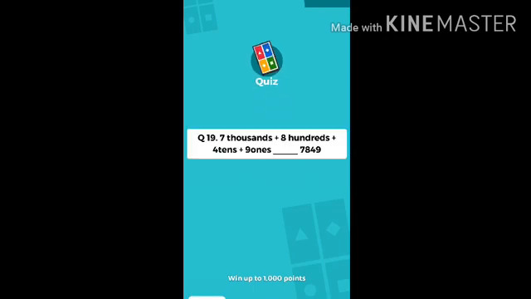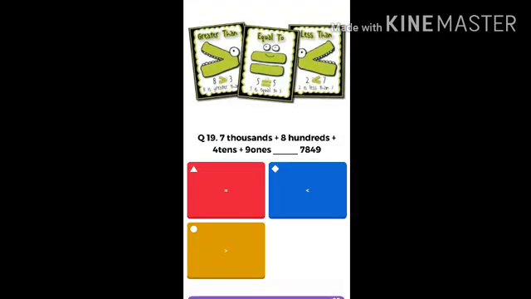Here again we need to compare these two numbers. Which is the bigger number? First number is 7849. Second number is 7849. Wow, both are equal numbers. So we put the equal to sign in between both these numbers.